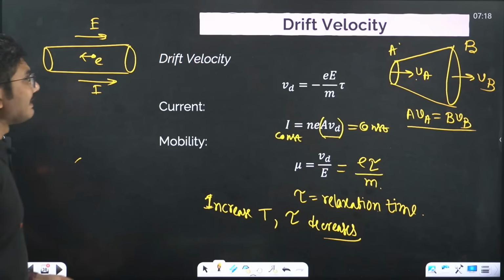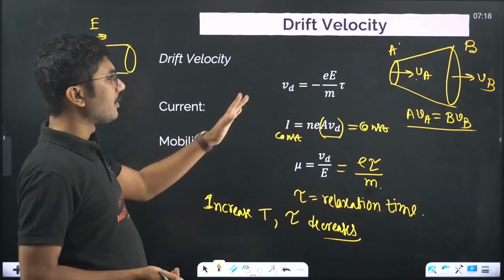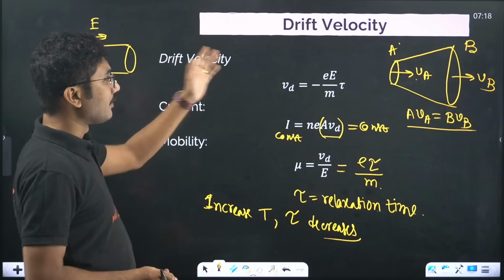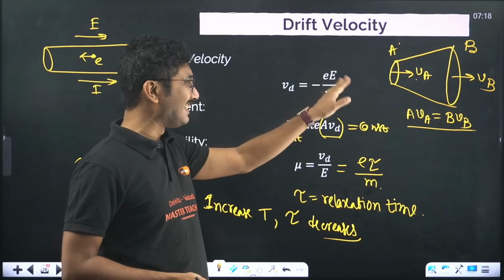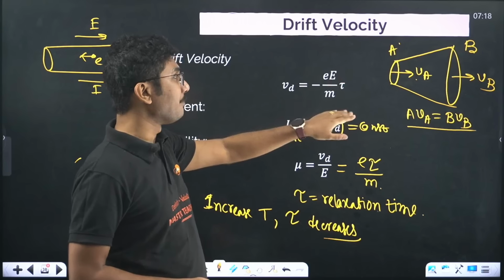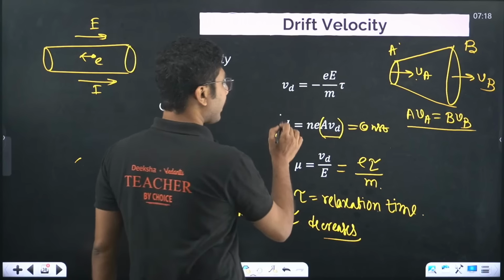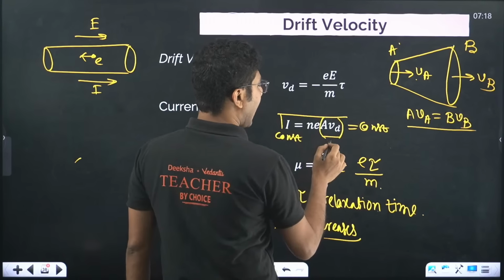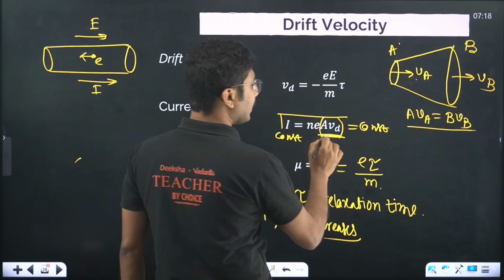Now next is drift velocity. Drift velocity is basically given by Vd is equal to minus e tau by m. Now this is very important. I is equal to n e A Vd, and out of that, the A into Vd term is constant.